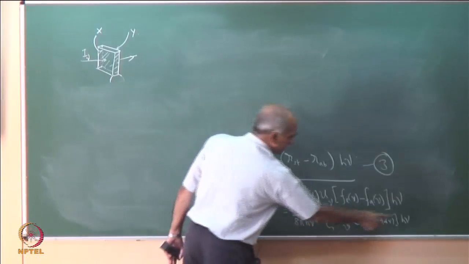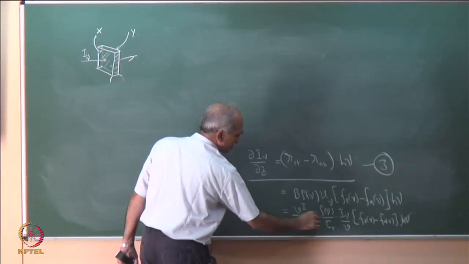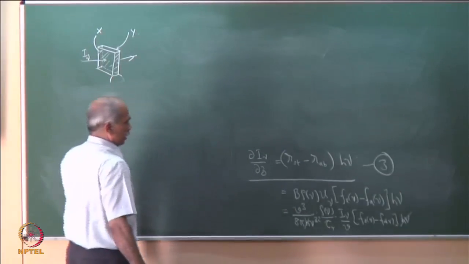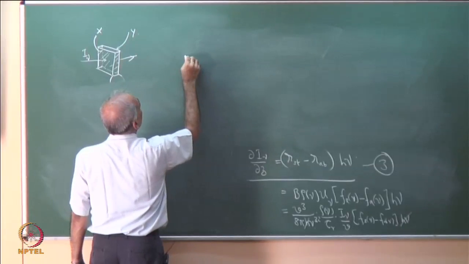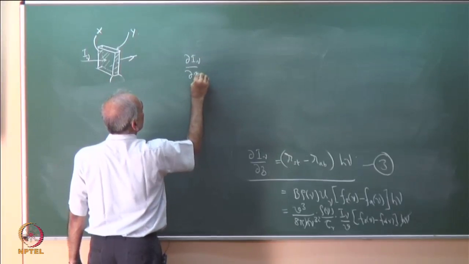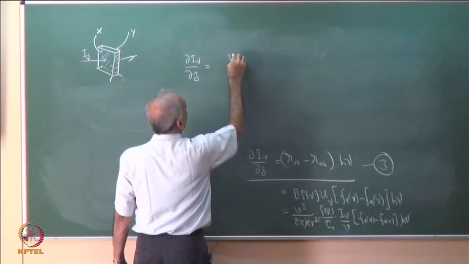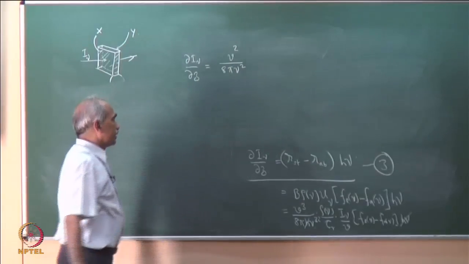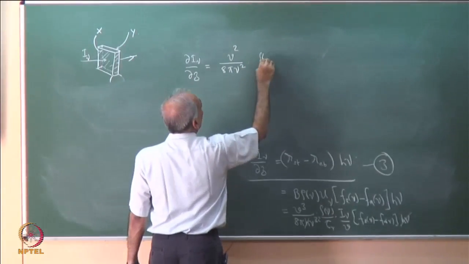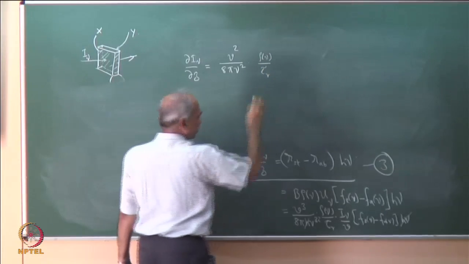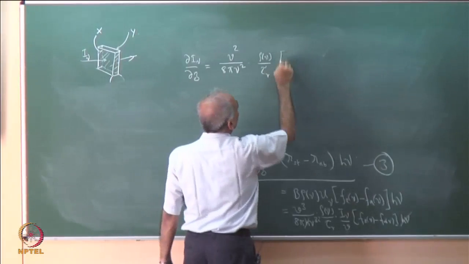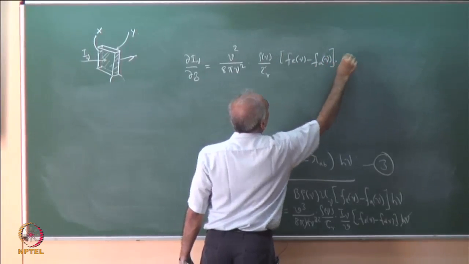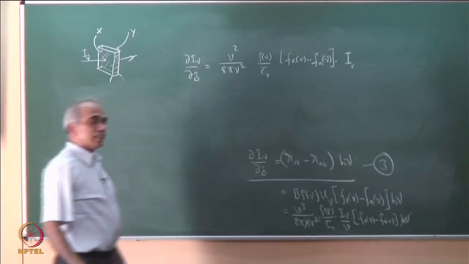So one h nu goes with this h nu, and this becomes nu square, and one V goes with this, and therefore we have dI_nu by dz is equal to V square by 8 pi nu square, or I can write C by n, into rho of nu by tau_r into [F_E(nu) minus F_A(nu)]. Intensity is a function of z.